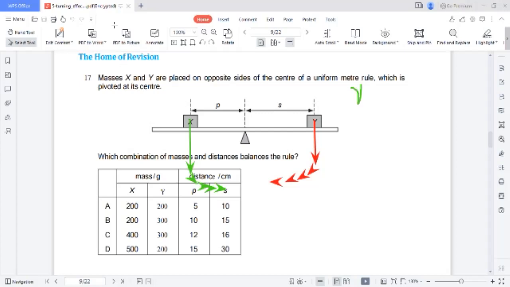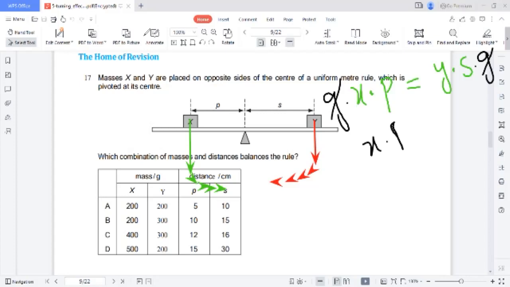So X times P and Y times S. And we know that, oh okay, in the table we have masses. So we need to put g as well, because it would become weight. Then g is automatically cancelled, so we can directly put X times P equals Y times S.